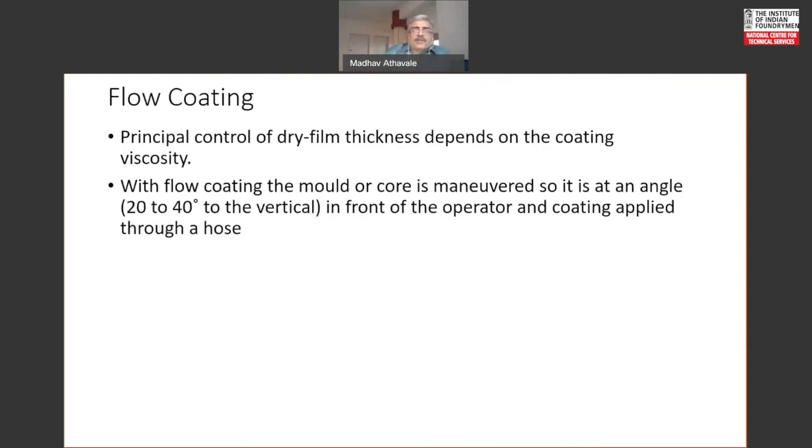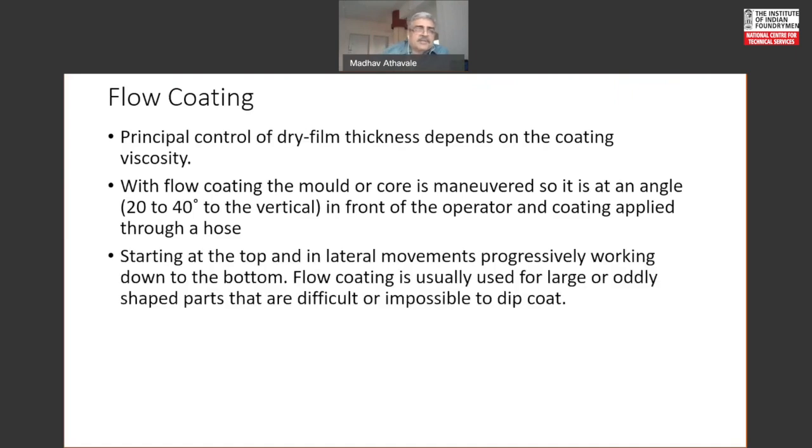Now, with flow coating, the mold and core is maneuvered by using either manipulators or by overhead cranes, or sometimes relatively small cores you may do by hand as well. So it is held at an angle of 20 to 40 degrees to the vertical in front of the operator, and coating is applied through the hose. We'll see a few pictures.